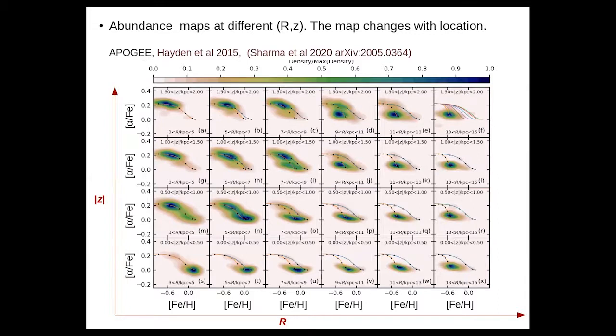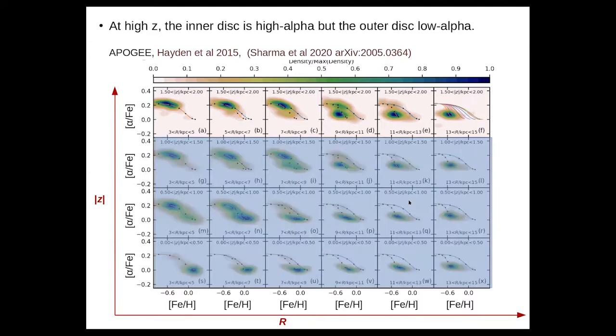So if you plot these alpha over Fe distributions at different galactic locations, we have R on the bottom here and Z in this direction. So this is above the plane, and this is the inner galaxy, and this is the outer galaxy. And you can see this plot changes shape with location. Specifically, the double sequence is clear in these two panels, but it's only a single sequence over here. If you specifically focus on the upper slices, you can see these are thick disk stars, but in the inner galaxy, it is high alpha as expected, but as you go towards the outer disk, it becomes low alpha.